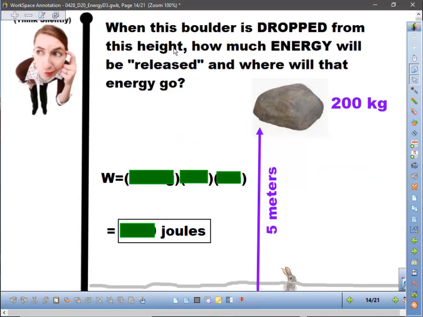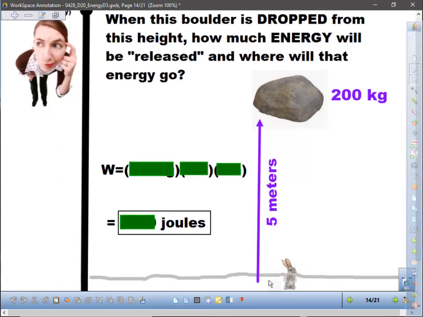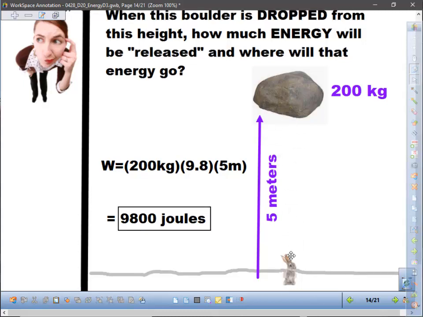So when this boulder is dropped from this height, how much energy will be released? Released after you let it go. When I say release, it means went out into the air, into the ground, into the bunny. Well, we know the amount of work we did was 9,800 joules of energy, stored in there. And then we let go of it, all the energy came out. So that energy release is going to be pretty much the energy that we stored in it.